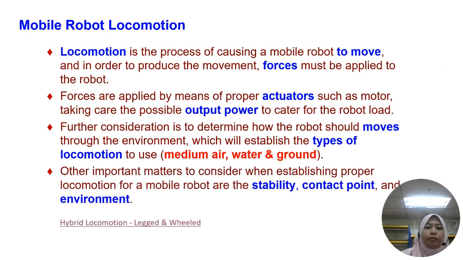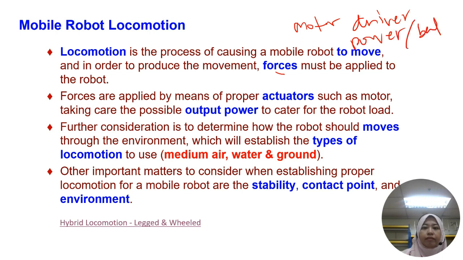Locomotion is a process that causes the mobile robot to move by giving forces. So for example, in our case, the forces is coming from the motor driver as well as power or battery. And then this force is usually applied on actuators. So in our case, the actuators will be DC motor, by taking care the possible output power to cater for the robot load.